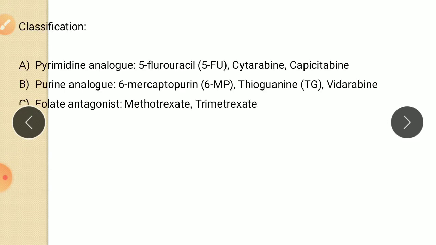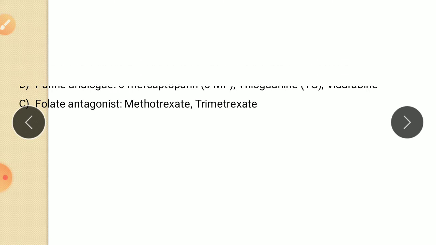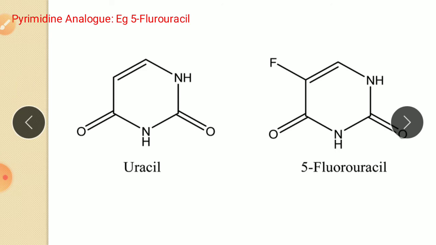In the classification of antimetabolites, there are three classes. First is pyrimidine analog: 5-fluorouracil, cytarabine, capecitabine. Second, purine analog: 6-mercaptopurine, thioguanine, vidarabine. And last is folate antagonist: methotrexate, trimethoprim. In this lecture we will see the pyrimidine analog, and the example is 5-fluorouracil.